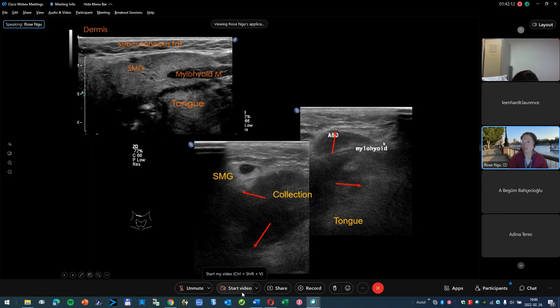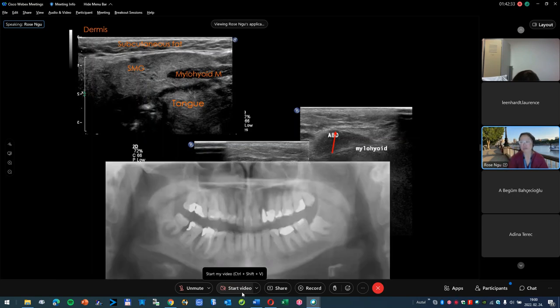Now, if you suddenly look and you go, I can't see my tongue very well, it's been displaced, and your mylohyoid has been displaced as well as the gland, when you have a huge collection here, there is something in the floor of the mouth. And the most common pathology in the floor of the mouth is likely to come from teeth. Okay, we've got 32 teeth in our mouth, and each one of them can cause a problem.